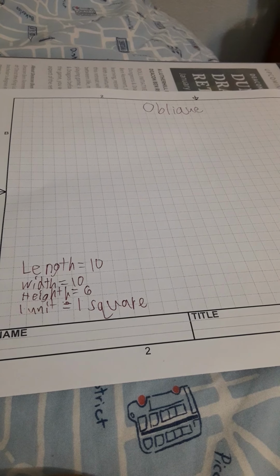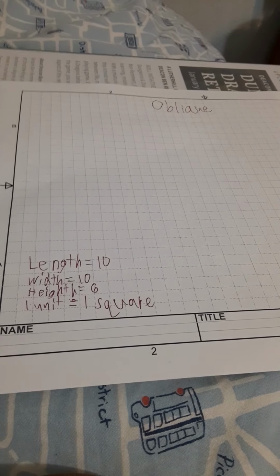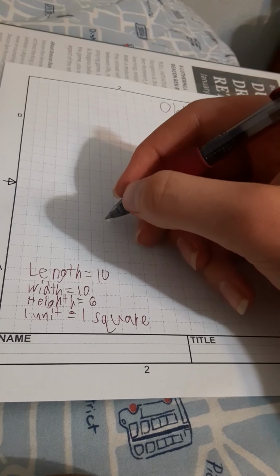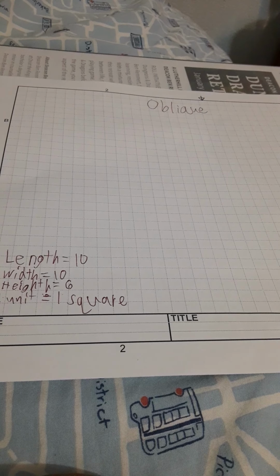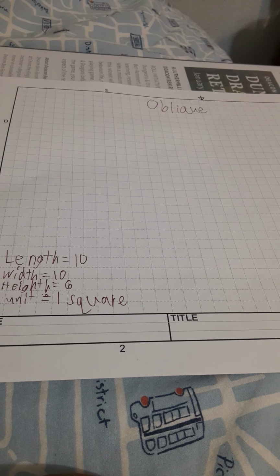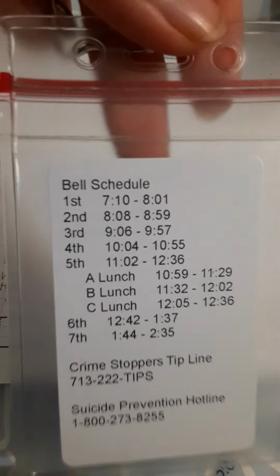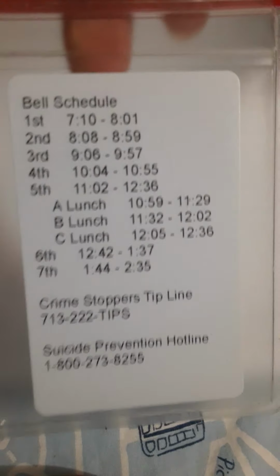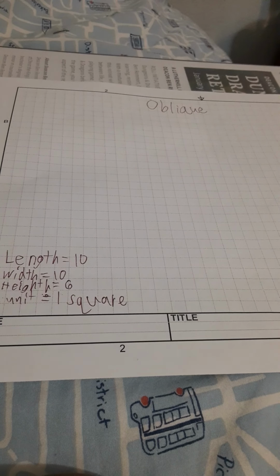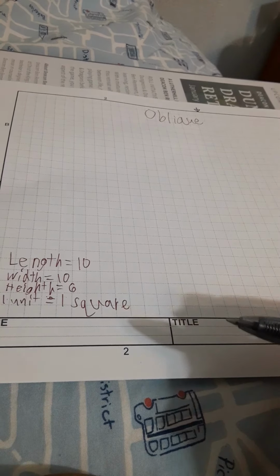Now, you have to draw obliques in straight lines, and with straight lines, a ruler is highly recommended here. But I couldn't find one in my immediate vicinity, so I'm going to use the ID I use for school, not using my face for obvious reasons. So, you know your dimensions.